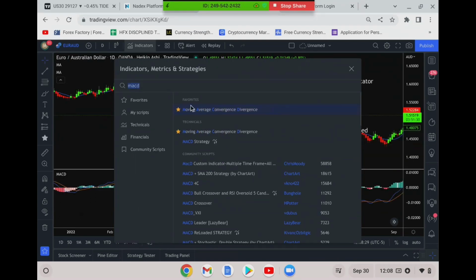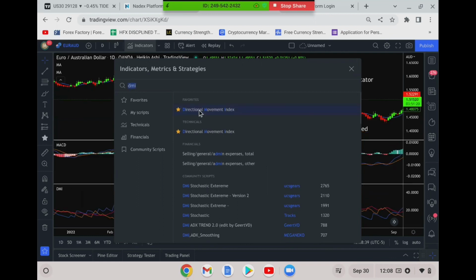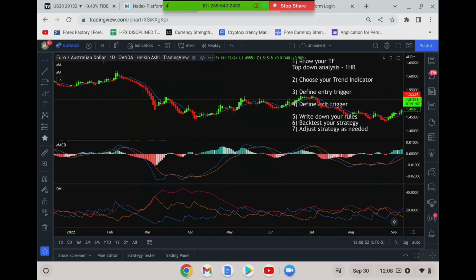And last but not least, we're going to go ahead and add our DMI, the Directional Movement Index. So I'm just going to tap that one time as well. And now you can see we have 2 moving averages, a MACD, and a DMI on our screen. So let me exit out of this, and let's just go in and adjust the inputs for these indicators.